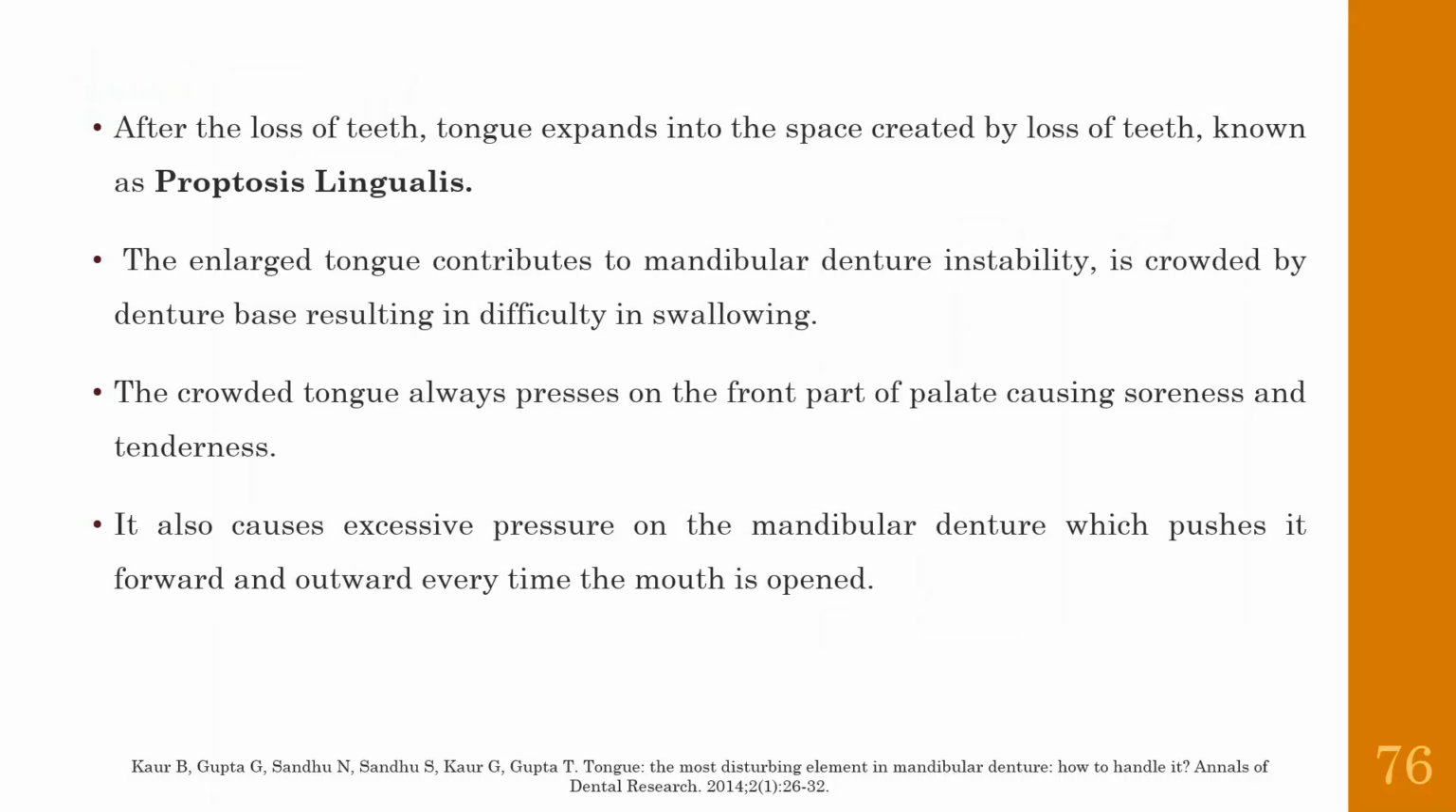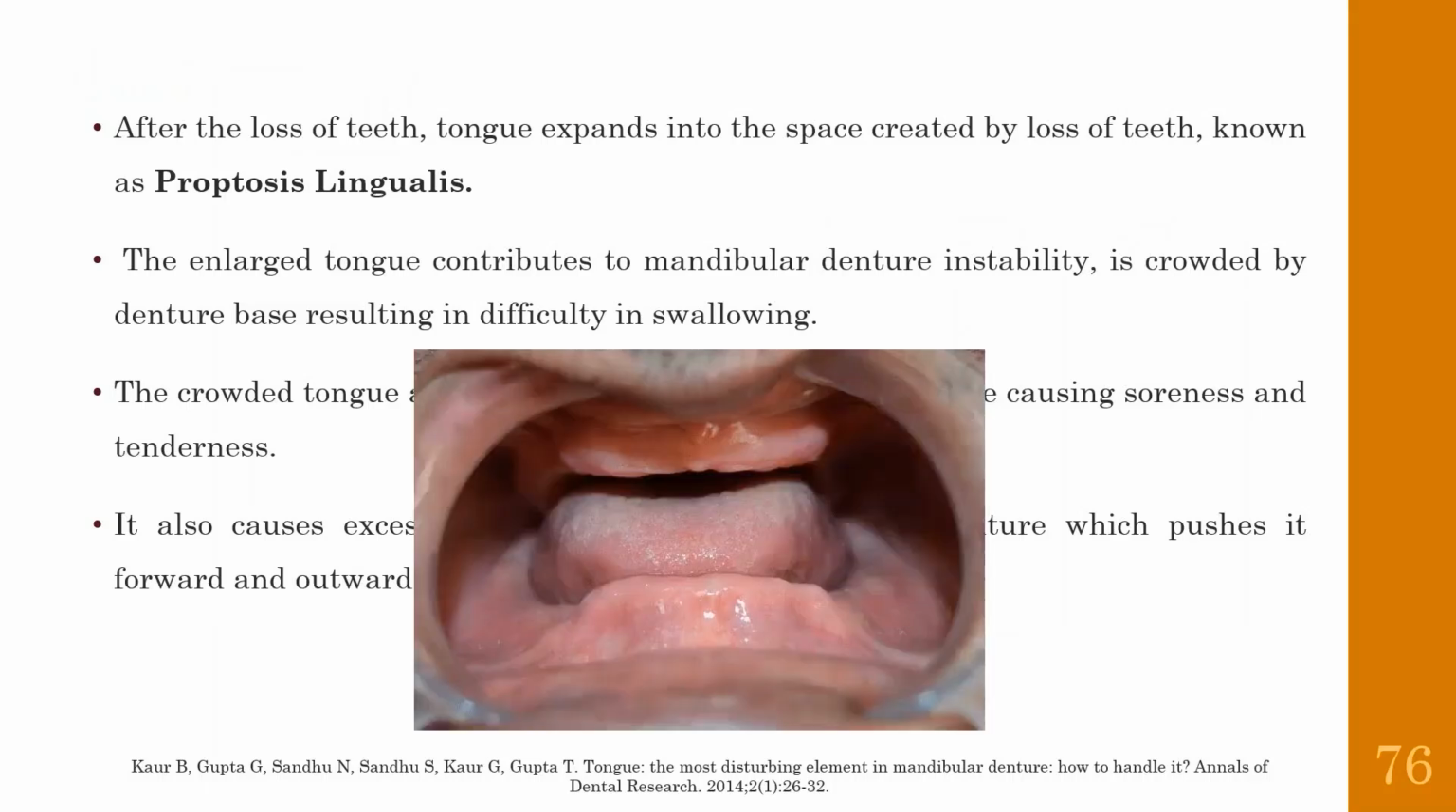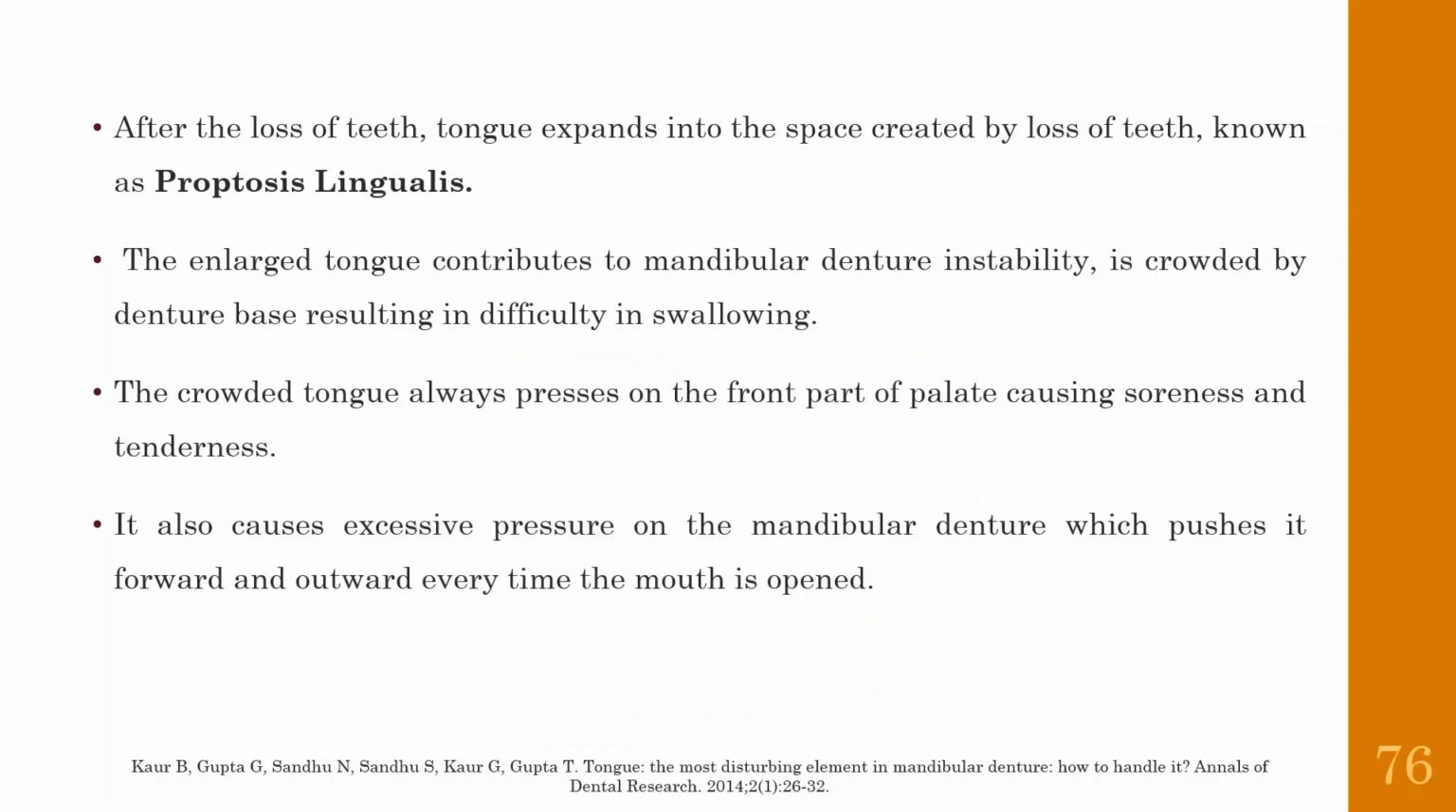After the loss of teeth, the tongue expands into the space created by the loss of teeth, known as proptosis lingualis. The enlarged tongue contributes to mandibular denture instability, and is crowded by the denture base, resulting in difficulty in swallowing. The crowded tongue always presses on the front part of the palate, causing soreness and tenderness. It also causes excessive pressure on the mandibular denture, which pushes it forward and outward every time the mouth is opened.